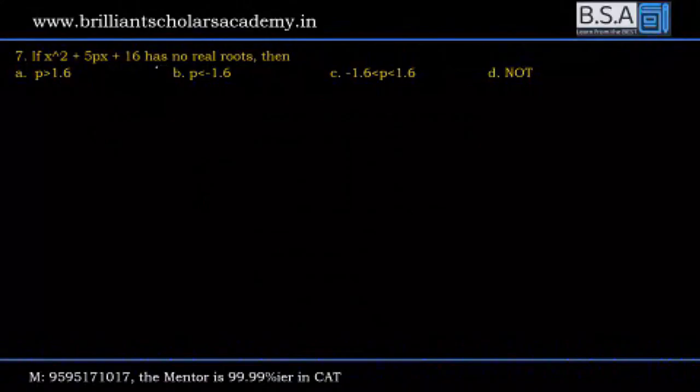This equation has no real roots. What can be said about P? P ke baare mein aap kya keh sakte hain?